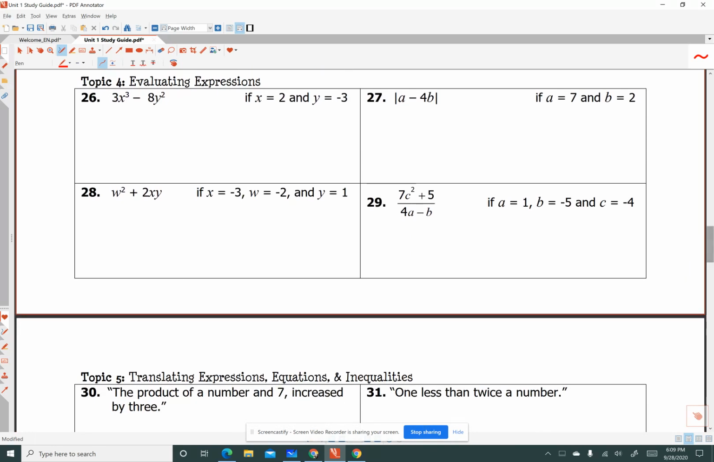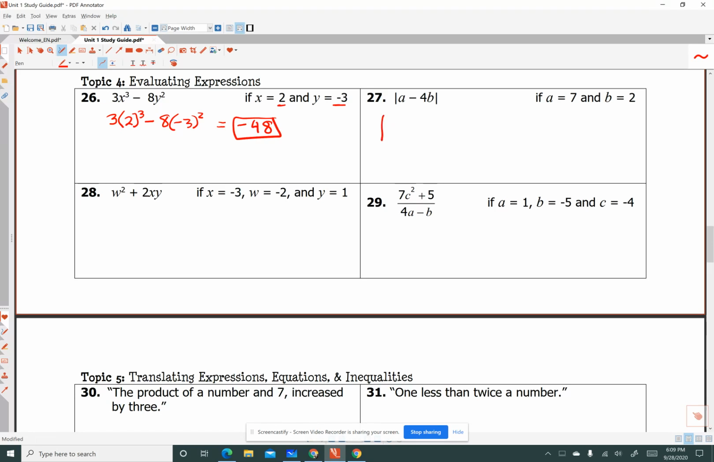Evaluating expressions. So we've got, if x equals 2 and y equals negative 3, always use parentheses. So x equals 2 times 2 to the third, this stays outside, minus 8, negative 3 to the second power. And when we evaluate all of that, I'm going to go a little fast here, it will equal negative 48. Just be careful with your substitutions.